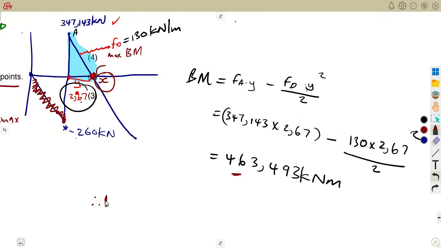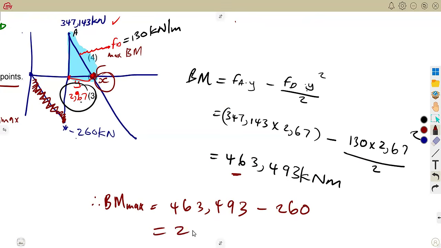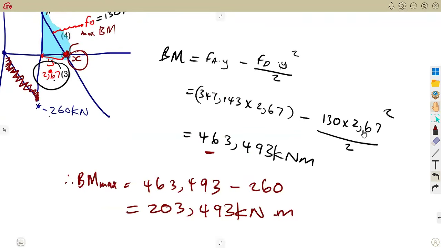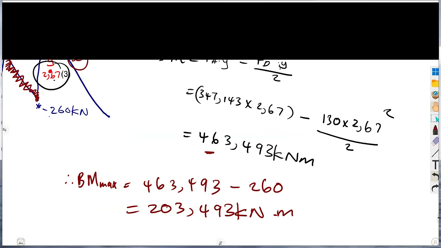So therefore, our maximum bending moment was going to be 463.493 minus, because it is carrying a negative, the 260 there. You're going to subtract, so it will be 203.493 kilonewton meter. So if your diagram is up to scale, guys, you just need to find the value of y directly, then you can calculate your bending moment with the formula. But here we had to calculate the y first, then the bending moment later on.